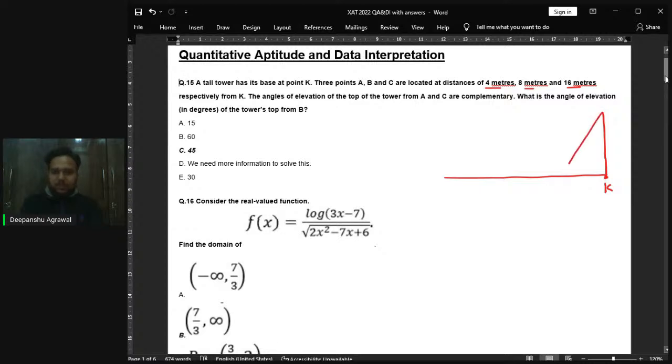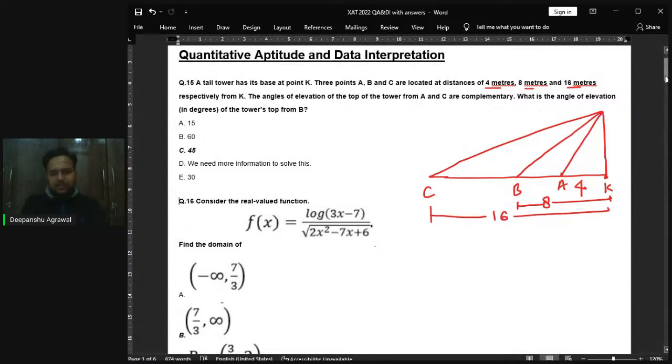So, the first point, A, is located at 4 meter, right? The second point is located at 8 meter, which is B. And the third point is C, which is located at 16 meter. Right? Remember, this complete distance is 16.